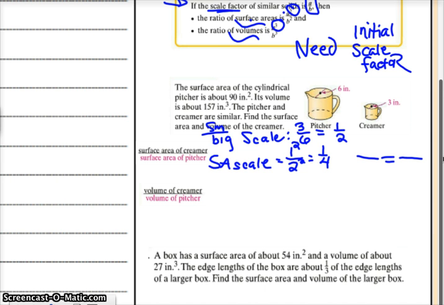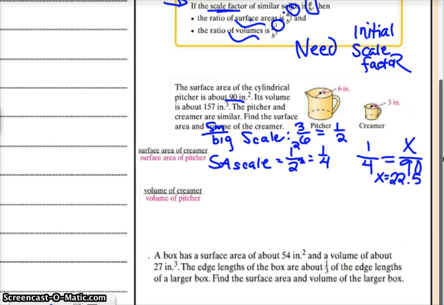Now I can create a proportion. I start out with what I just figured out, my initial scale factor, the surface area scale factor. And again, this is small is to big. So the surface area of the cylinder pitcher is 90. Is the pitcher the big or the small one? Big. So where does it go? And then I solve it. So 90 divided by 4 is 22.5.